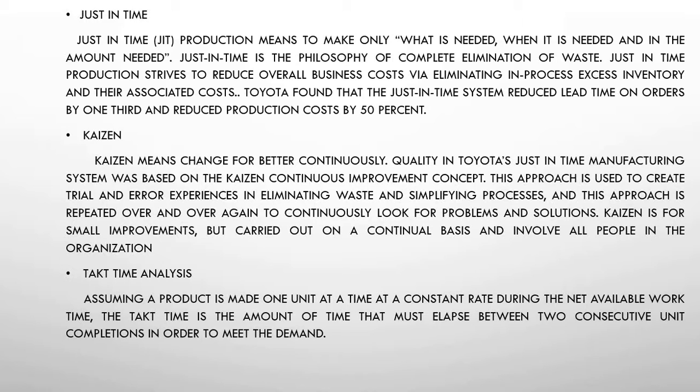The third one is takt time analysis. Takt time analysis assumes a product is made one unit at a time at a constant rate, reducing the net available work time. So the takt time is the amount of time that must elapse between two consecutive unit completions in order to meet the demand.